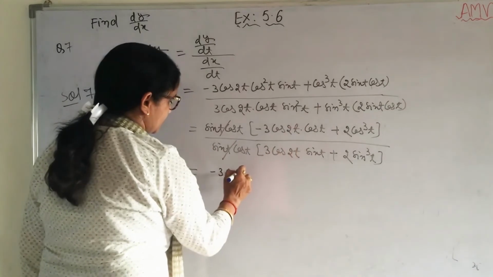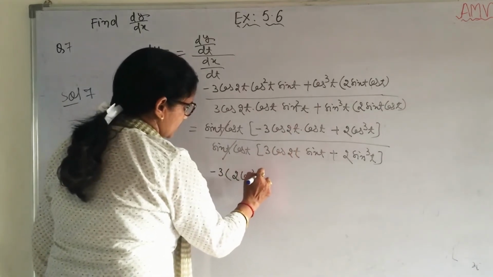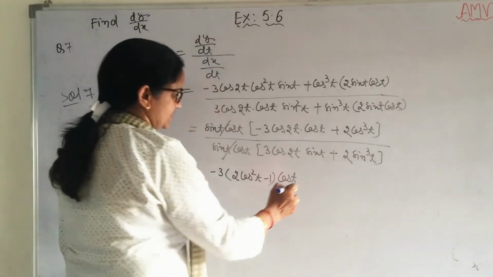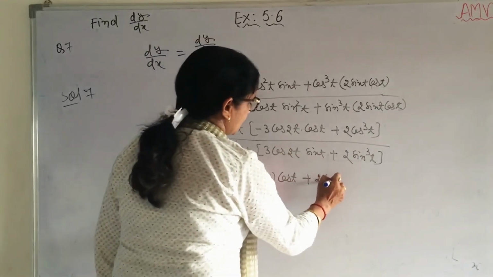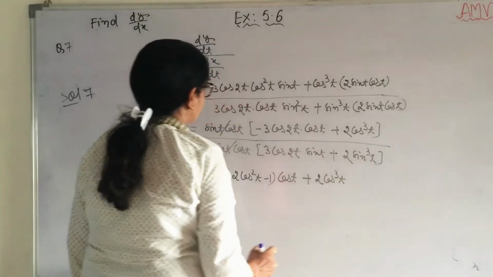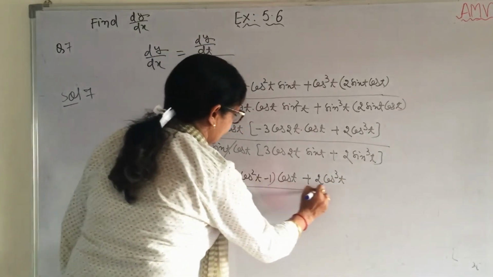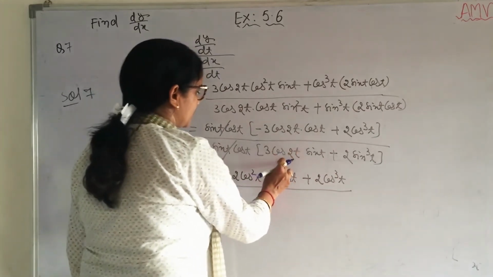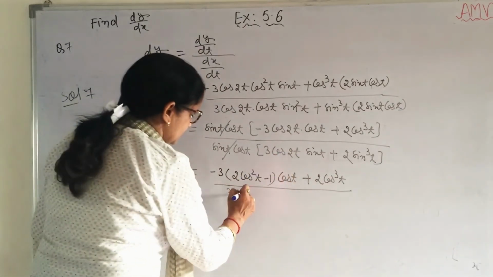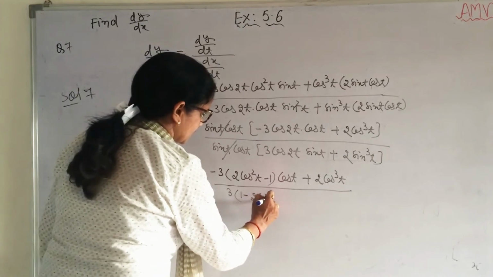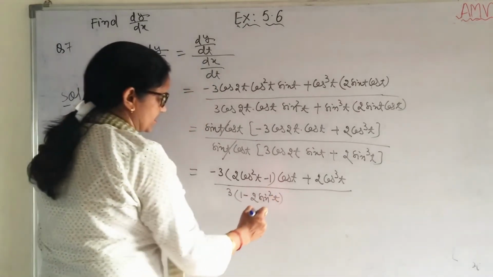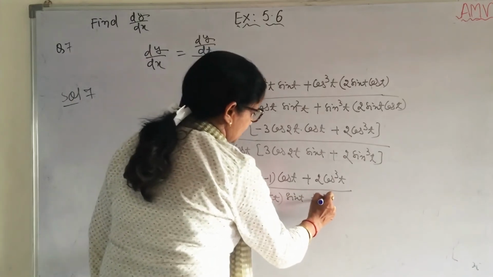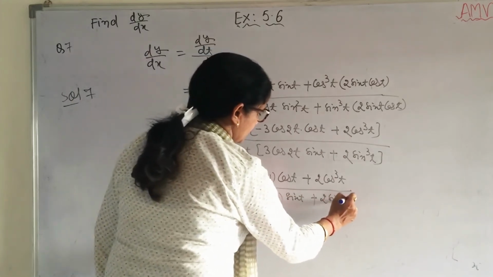Cos 2t, it is 2 cos square t minus 1. Okay, and cos t as it is, plus 2 cos cube t. Okay, and here it is 3. Apply the formula: cos 2t in terms of sin is 1 minus 2 sin square t. Here sin t and plus 2 sin cube t.